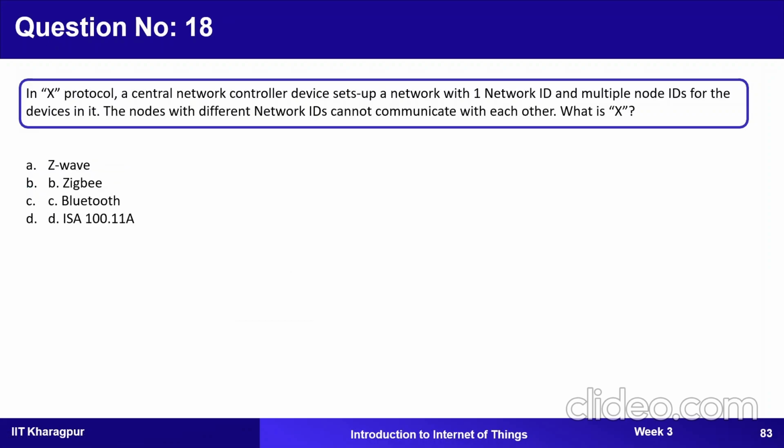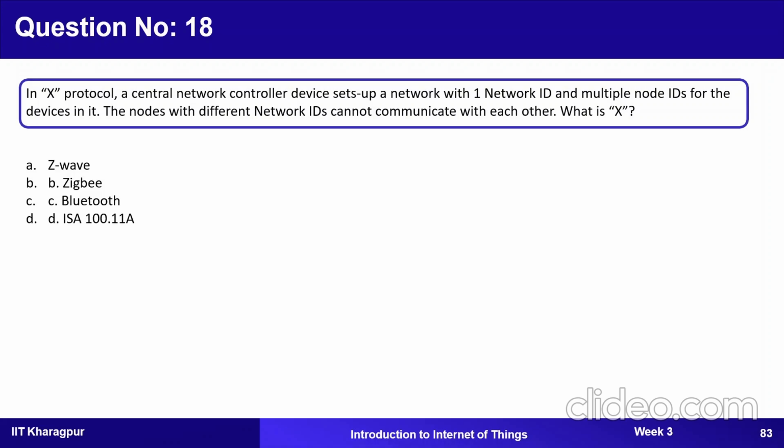Now next question, that is question number 18, is in X protocol a central network controller device sets up a network with one network ID and multiple node IDs for the devices in it. The nodes with different network IDs cannot communicate with each other. What is X? Options are Z-Wave, ZigBee, Bluetooth, ISA 100.11a. The correct option for this question is Z-Wave.